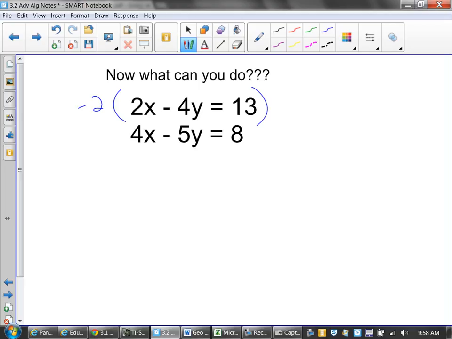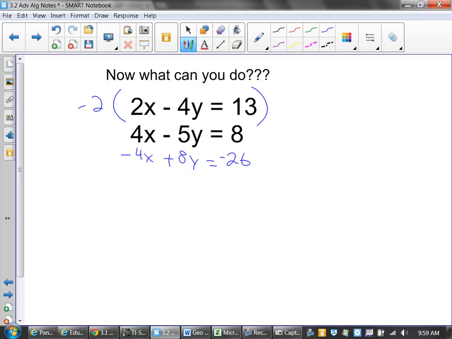Now, when I multiply the first equation by -2, make sure you multiply all three parts by -2. A lot of times, students remember to do the first two, but forget the third. All right? Now, what I'm going to do here is rewrite this multiplication problem directly below the second equation. Again, -4x plus 8y equals -26. Everybody see that?